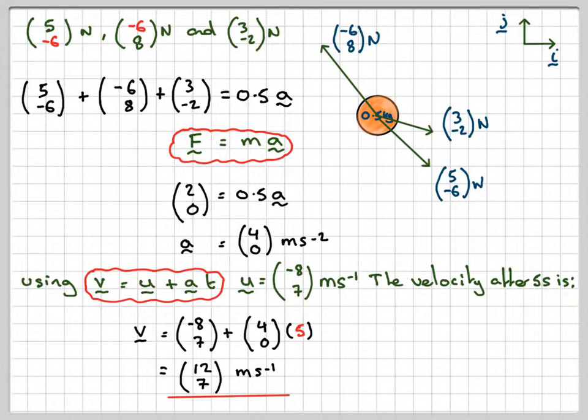So this has been a video to show you how to find the final velocity of a particle with an acceleration only in the i direction. I hope you've understood, and I thank you very much for watching.